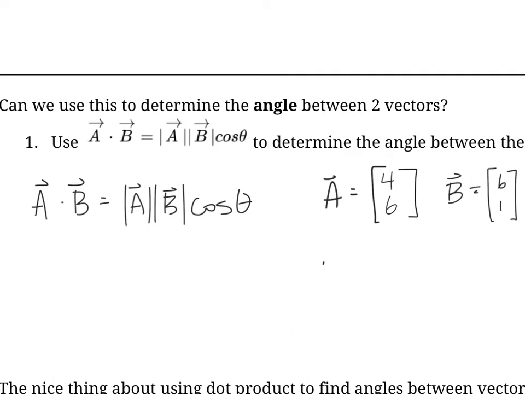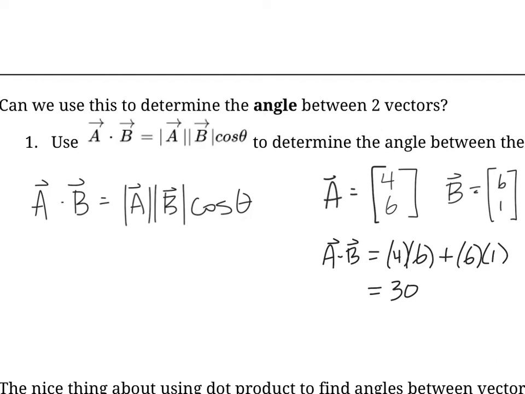So the first thing we need for this relationship is what A dot B is. A dot B, we now know what that means: we multiply the x components, 4 times 6, and then we add that to the product of the y components, 6 times 1, and this just comes out to 30. So we know that part of the relationship.